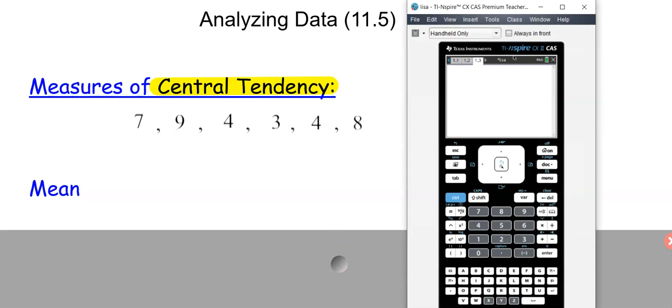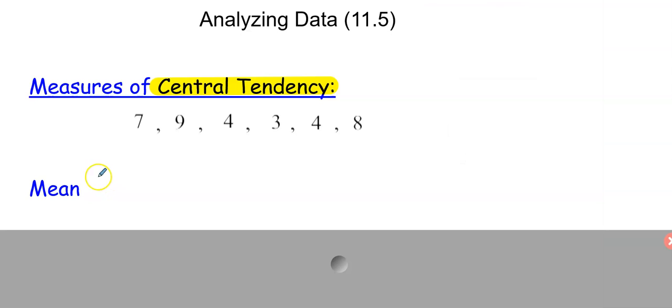And so to find this, I'm sure you know we take 7 plus 9, we add up all the numbers, plus 4, plus 3, plus 4, plus 8. In this case, there are 1, 2, 3, 4, 5, 6. So divide by 6. To get a fraction on Inspire, hit Control. Whoops, be careful on that one. Maybe copy and paste and then Control Enter. So we get 5.833. So one measure of center is 5.83 repeating.